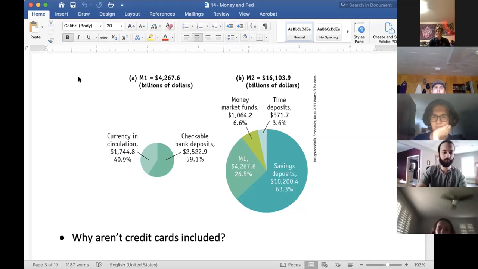So listen, credit cards have played a big role in changing M1 and M2 because people hold less money now than they used to, right?